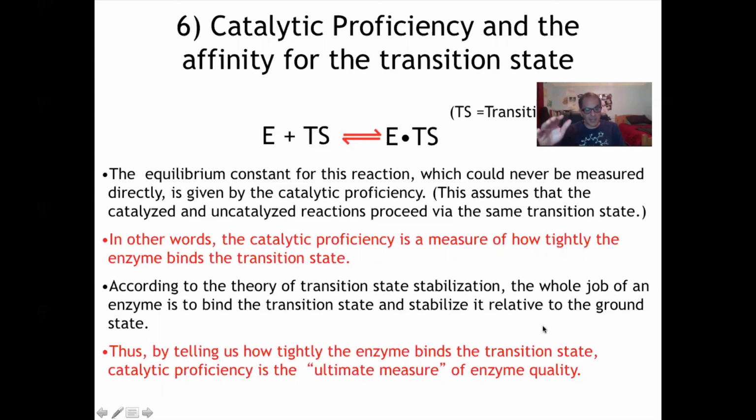So by telling us how tightly the enzyme binds to the transition state, the catalytic proficiency is really kind of the ultimate measure of enzyme quality. Because really what enzymes have evolved to do is to bind to transition states. In theory, the more tightly they bind to a transition state, the better enzyme they will be.